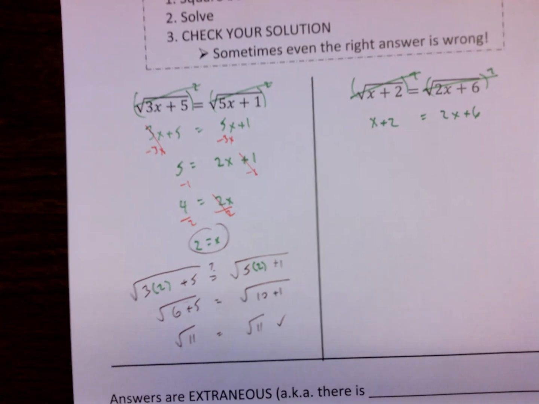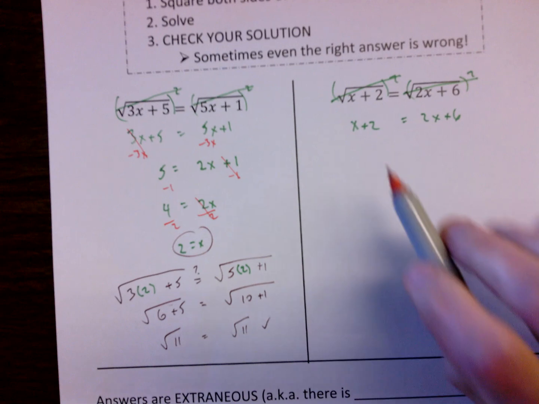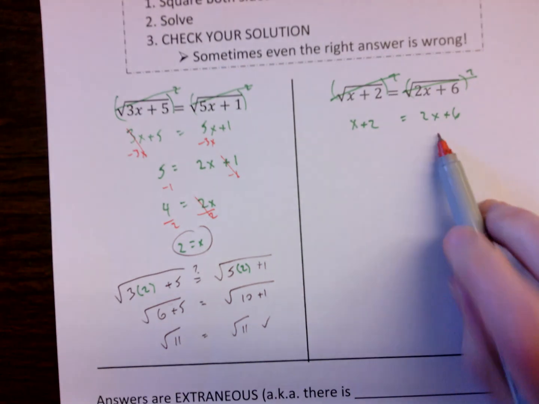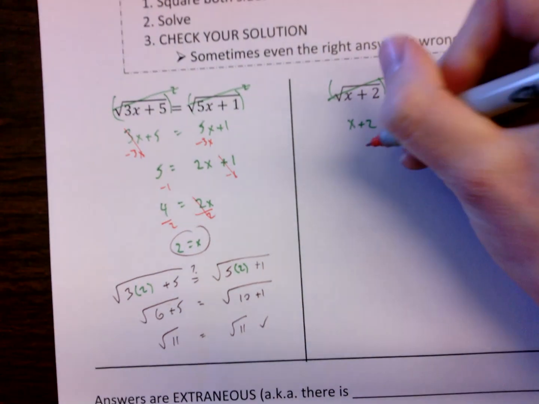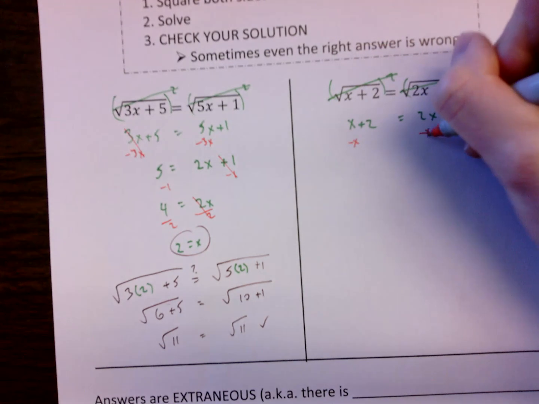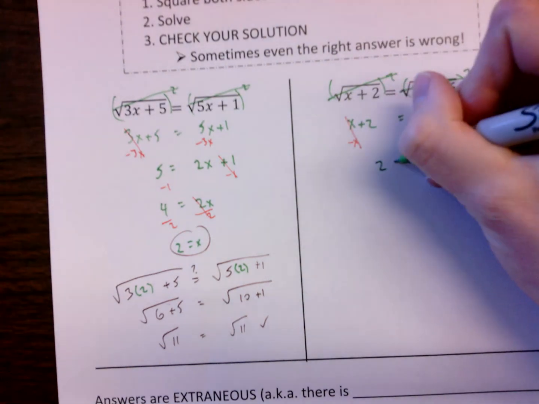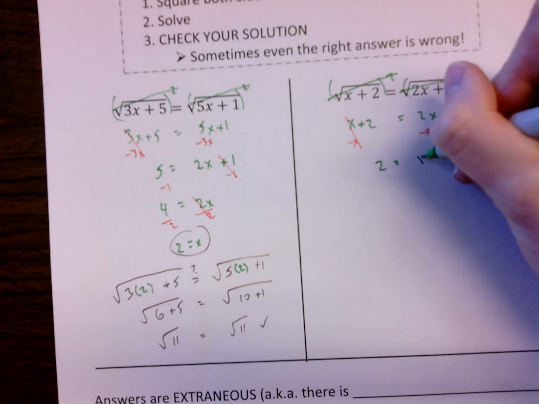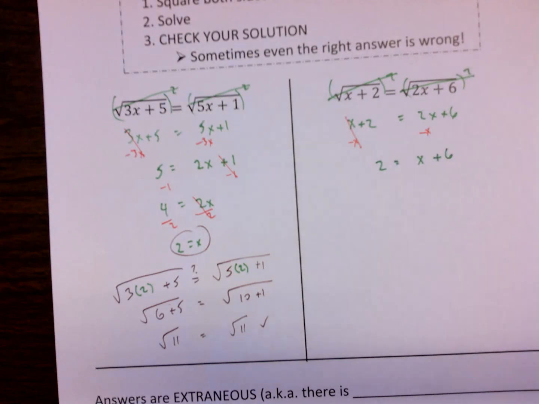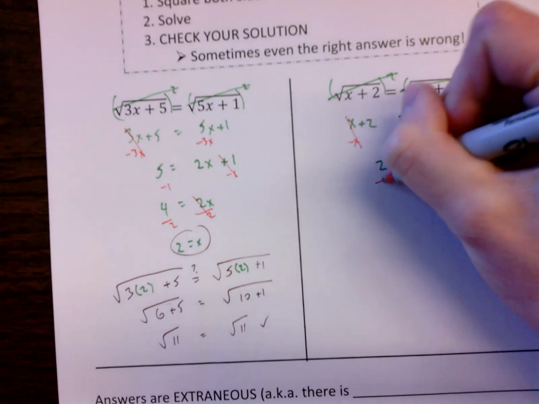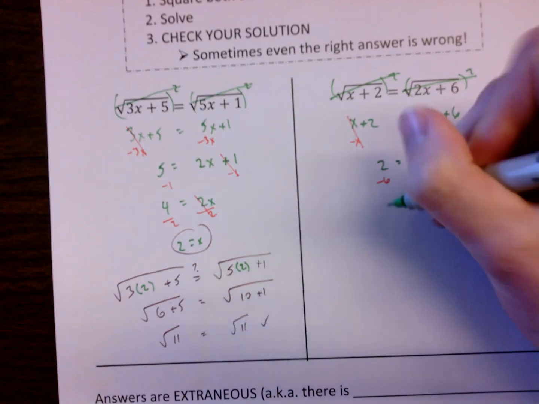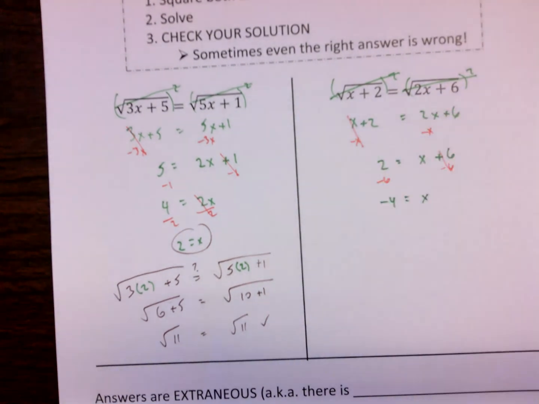You want to get all of the x's together, so you can either subtract 1x from both sides or subtract 2x from both sides. It doesn't matter. I'm going to subtract the x from both sides, so those will cancel. So that leaves me with 2 equals 2x minus x is just 1x plus 6. And then I'll subtract the 6 from both sides and get negative 4 equals x.